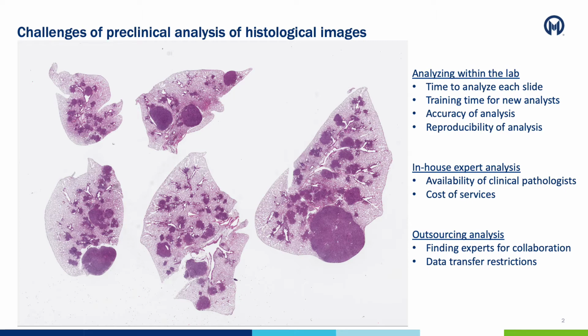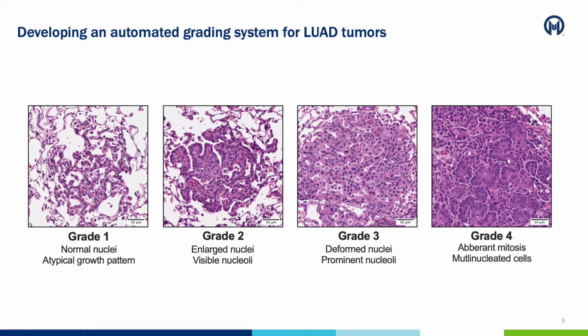However, detailed histological analysis of preclinical models, particularly those with a high tumor burden, can be quite challenging due to a variety of factors including reproducibility of analysis, training requirements, or expert rater availability. To overcome these challenges and to gain a better understanding of what oncogenic processes contribute to tumor heterogeneity, we've developed an automated analysis pipeline that utilizes machine learning to quickly and accurately grade mouse models of lung adenocarcinoma, a common form of non-small cell lung cancer.